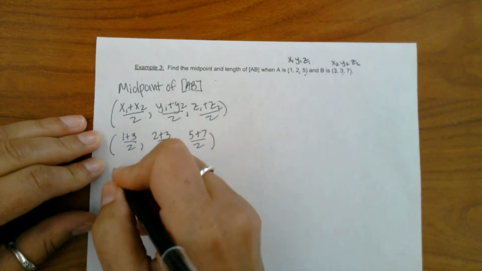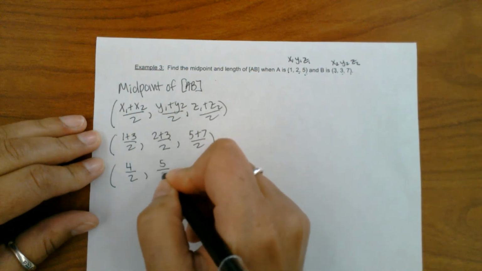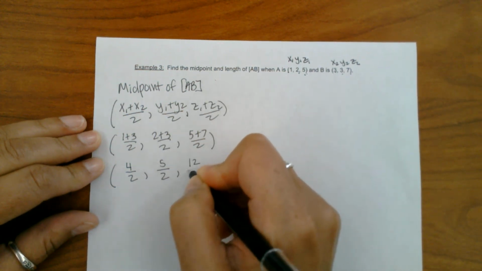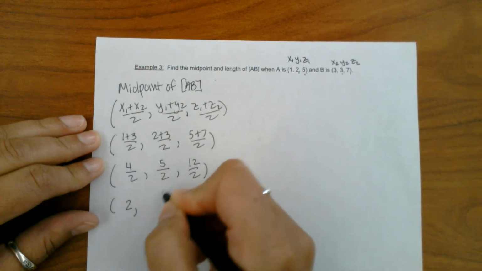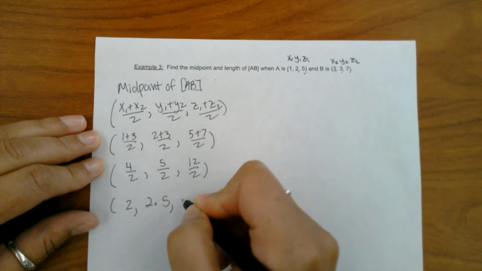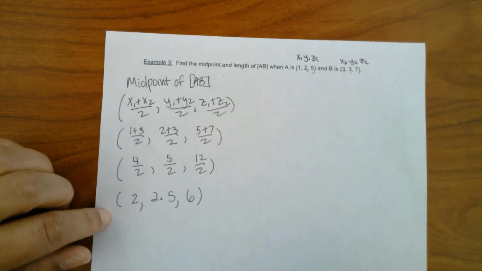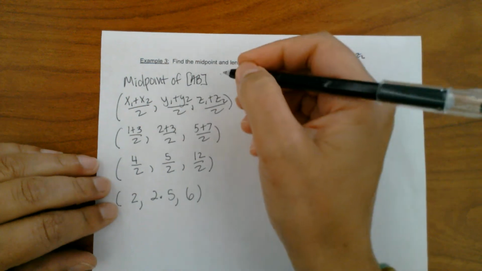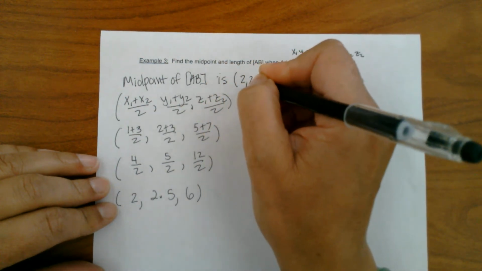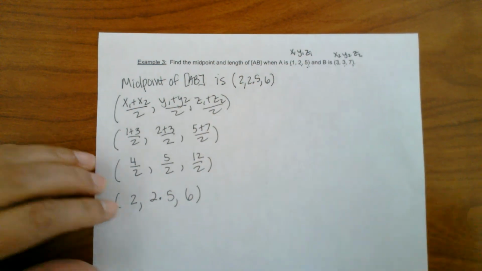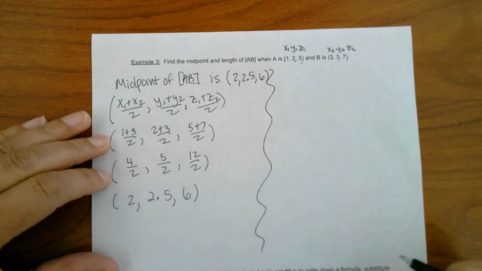Let's evaluate. 1 plus 3 is 4 divided by 2. 2 plus 3 is 5 divided by 2. 5 plus 7 is 12 divided by 2. And now it's going to be 2, 2.5, and then 6. You can keep this decimal. That's absolutely fine. And then we can go back and say the midpoint of AB is (2, 2.5, 6). There you go. Okay. Let's do distance.